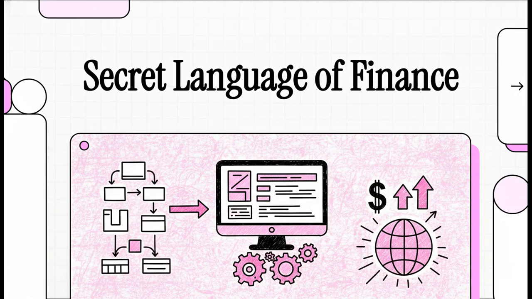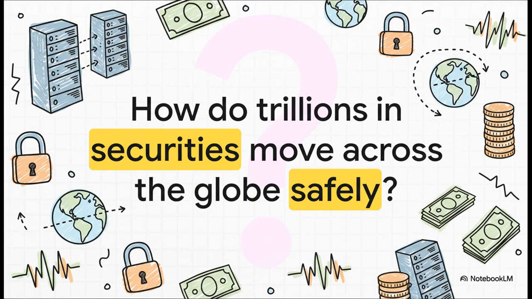Today we're going to pull back the curtain on the invisible system that moves trillions of dollars in stocks and bonds all around the world every single day. So let's start with a really big question. When you click buy on a stock, how do all these different banks in totally different countries actually communicate to make that happen safely? How do they make sure the right number of shares land in the right account without a single decimal point out of place?